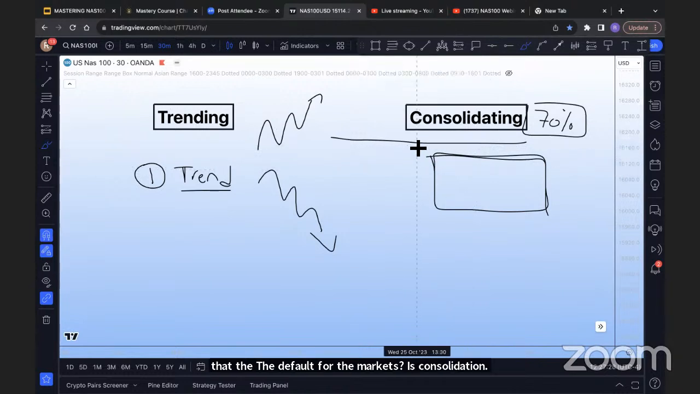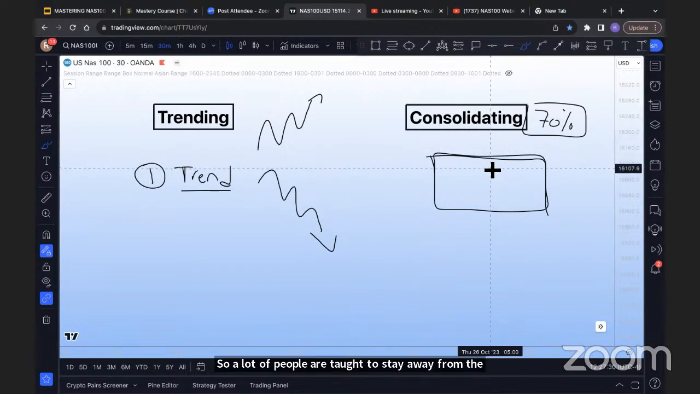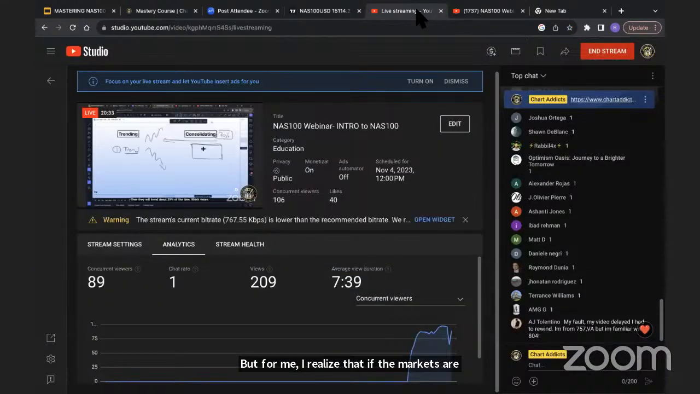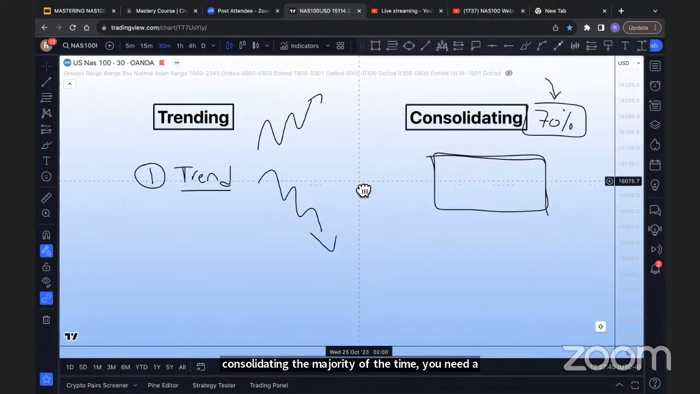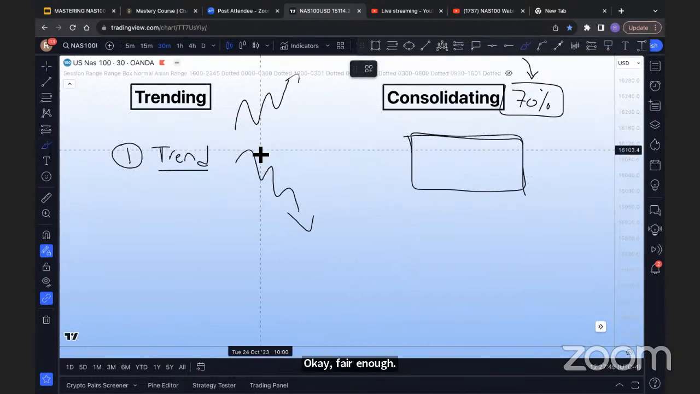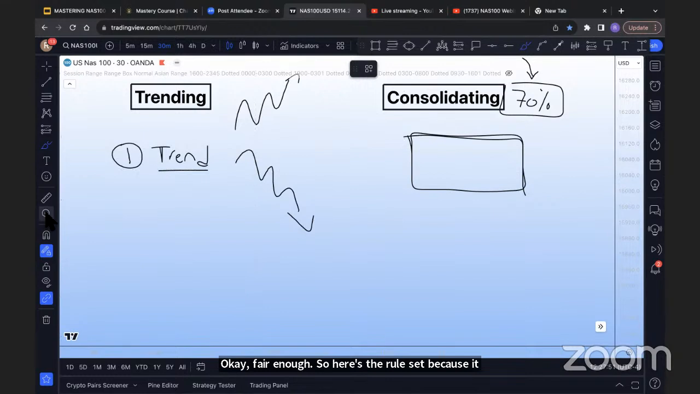So a lot of people are taught to stay away from the consolidation ranges. They're told that it's not worth trading, to wait for a breakout. But for me, I realized that if the markets are consolidating the majority of the time, you need a system to take advantage and make money. Okay, fair enough. So here's the rule set, because it gets even easier than that.